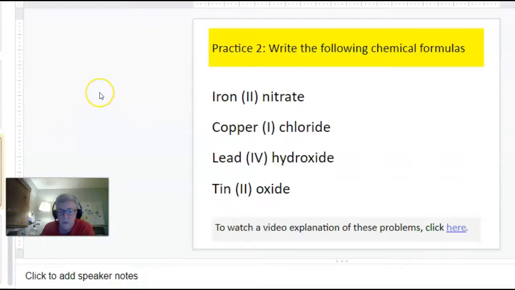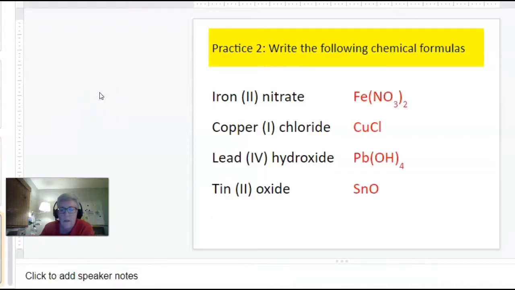Okay, so these are the ones that we just did, and here are the answers that we just got. Okay, so that is all I've got. So now you can go back to that Google Doc and finish those problems that you haven't done yet about writing formulas. All right, and please let your teacher know if you need any help.